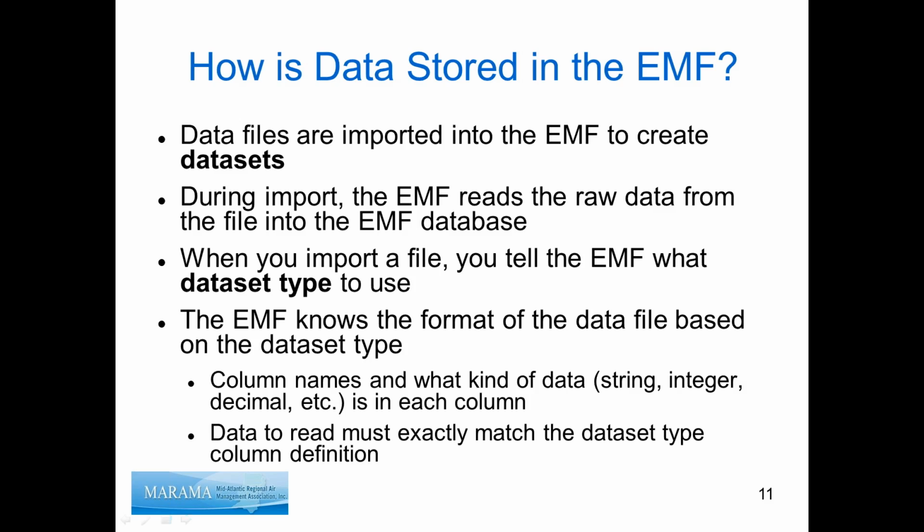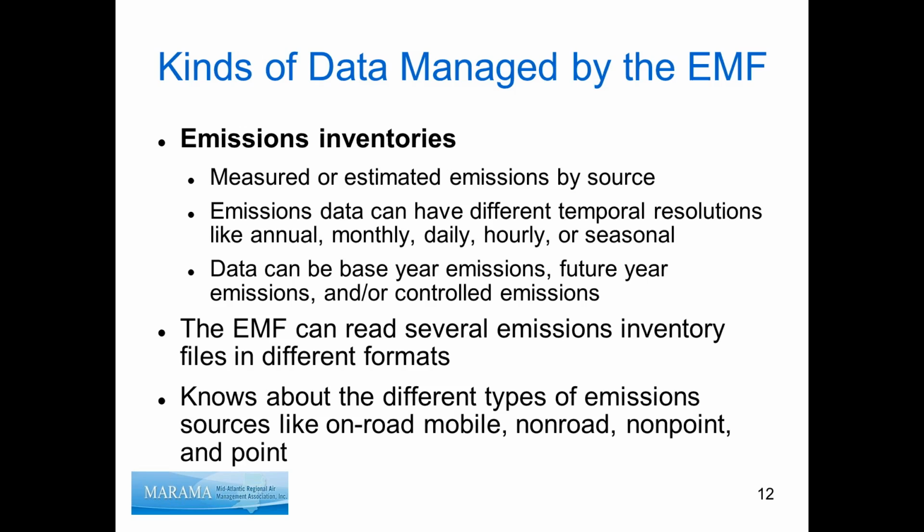So next we're going to talk about the different kinds of data that the EMF can manage. The big one that you are probably most interested in is the emissions inventories themselves. This, of course, is the measured or estimated emissions by source. These emissions data can have different temporal resolutions. You might have annual data or finer level data: monthly, daily, seasonal. This data can be base year emissions, future year emissions, controlled emissions. Those would all be considered different data sets within the EMF.